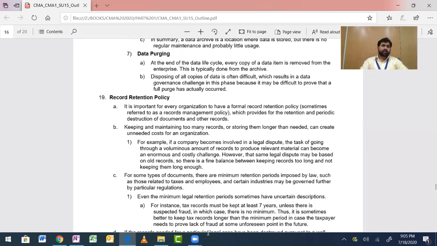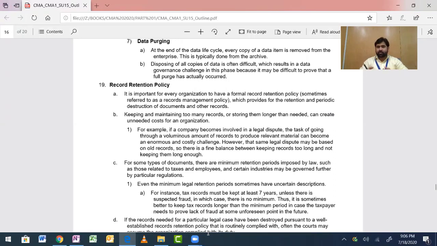So it is important for every organization to have a formal record retention policy. Sometimes it is referred to as a records management policy, which provides for the retention and periodic destruction. Okay, so every company will have their own rule. Keeping and maintaining too many records is a problem, a storing issue and all that. So fine, obviously this is required. For some types of document, there are minimum retention periods imposed by law, such as those related to tax and employees. Fine. See, every company will have their own policy.